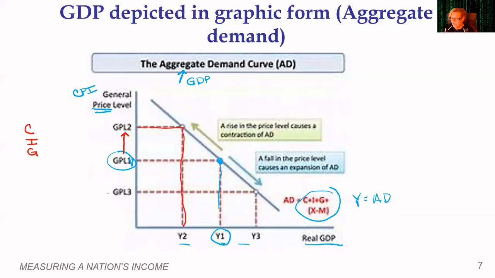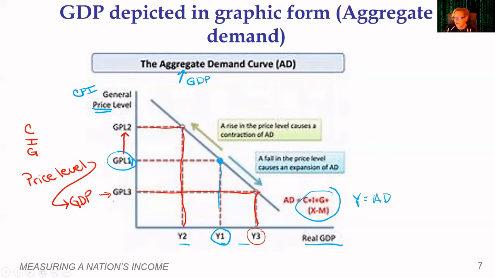When the price level is lower, say GDP 3, then what will happen is GDP will go up because prices have gone down. So all I'm showing you here is the idea that the price level will influence GDP.